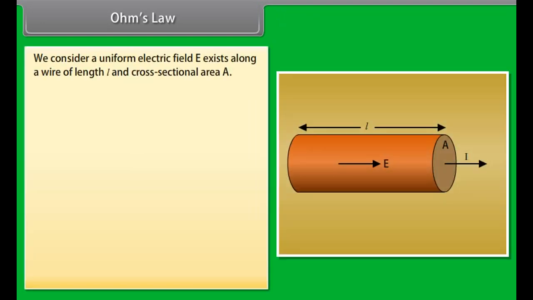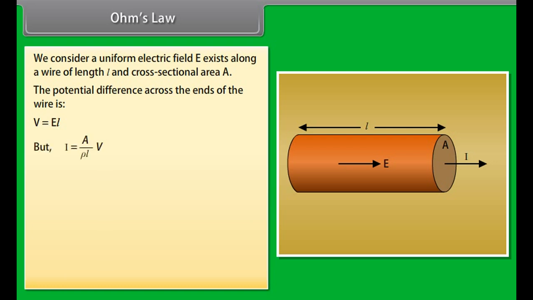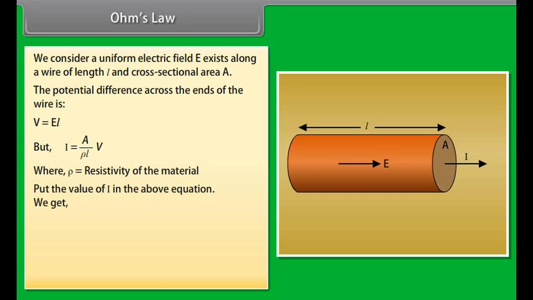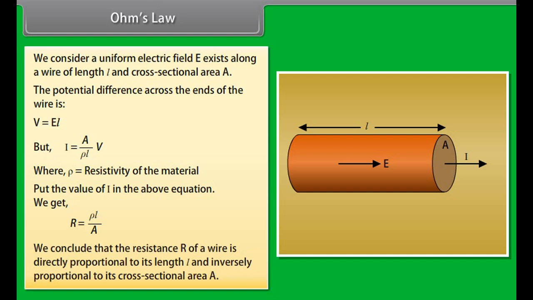We represent a resistor by this symbol. We consider a uniform electric field E existing along a wire of length L and cross-sectional area A. The potential difference across the ends of the wire is given by V = EL, but I = (A/ρL) × V, where ρ is the resistivity of the material. Putting the value of I in the above equation, we get the value of resistance, which is equal to ρL/A. We conclude that the resistance R of a wire is directly proportional to its length L and inversely proportional to its cross-sectional area A.